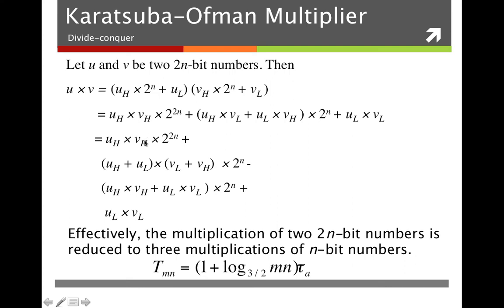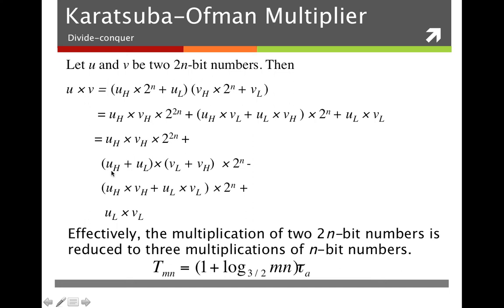But what they also had to do is to get rid of this term, UH times VL times 2 to the n, because that's an extra term. And UL times VH 2 to the n, that has to be removed. So those terms have to be taken care of.